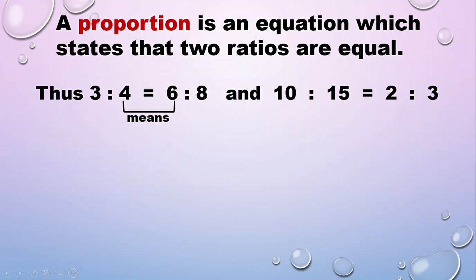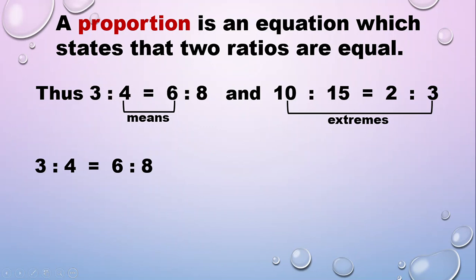So 4 and 6 here. 4 and 6 is what we call the means, or the numbers inside to be compared. Next, in the second two ratios, 10 and 3 are the extremes, so the numbers outside to be compared.